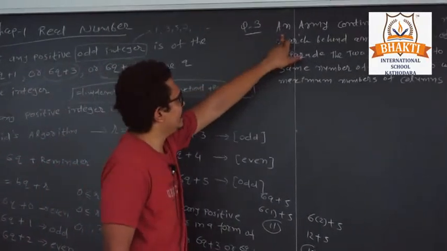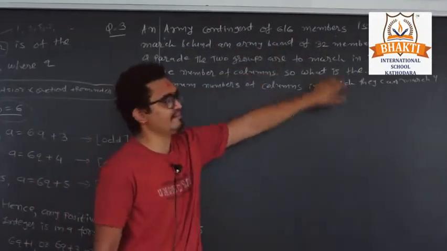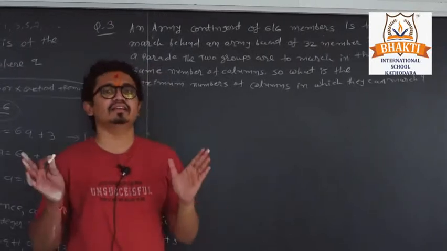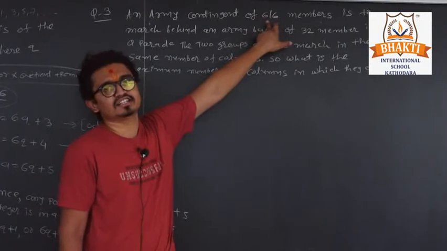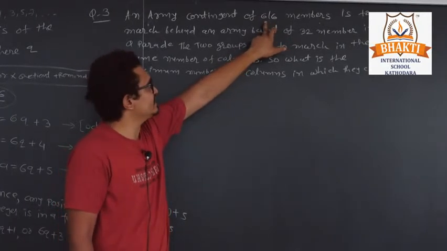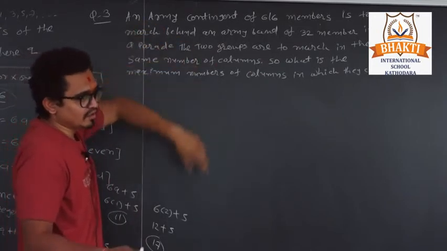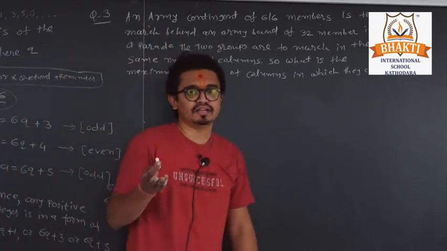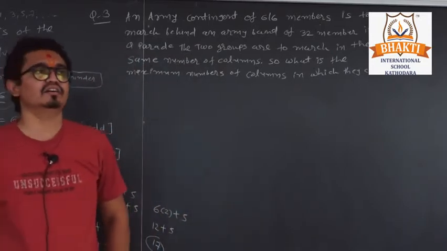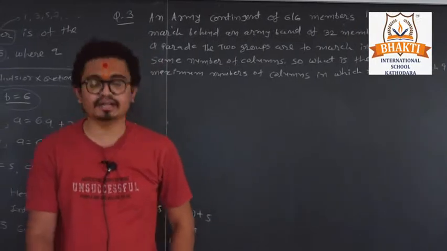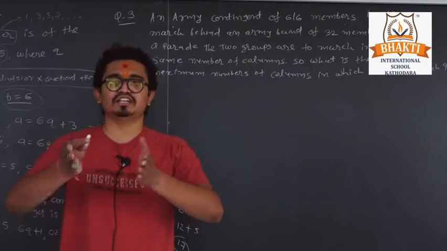We have an army contingent of 616 members. So we have one army group. In the army group we have how many members? 616 members. In that, 616 members march. If you see the march, we can see it at Delhi Fort on our Independence Day. So in that we can see that the army group is marching on the road.